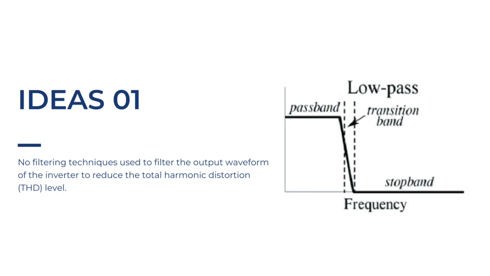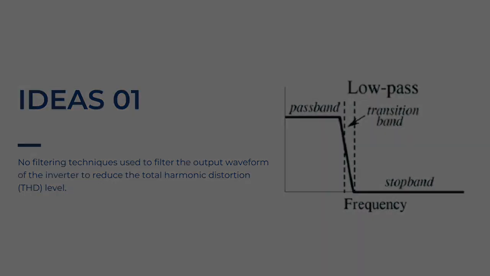Normally a filter is a device that can be used to remove unwanted frequencies from the signal. In the case of an inverter, a filter can be used to remove harmonics from the output waveform. This can improve the quality of the output waveform and reduce the amount of noise that is generated.